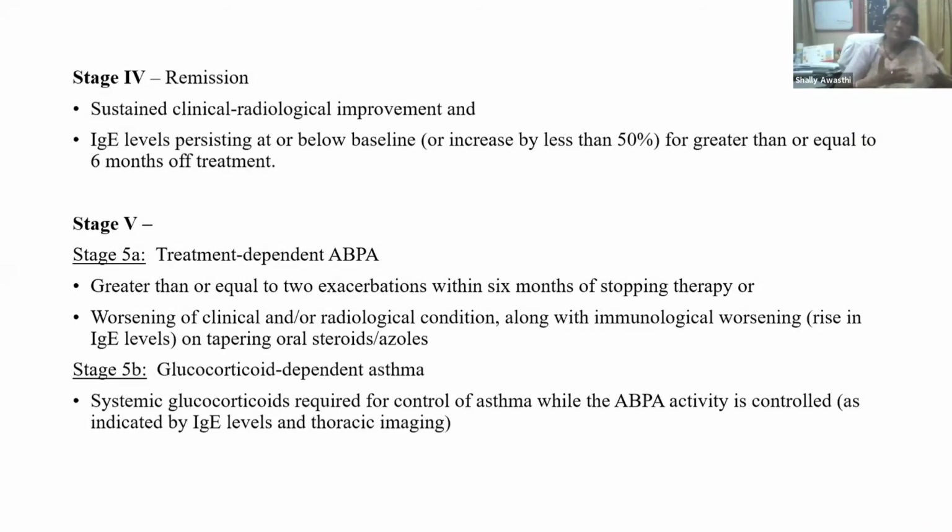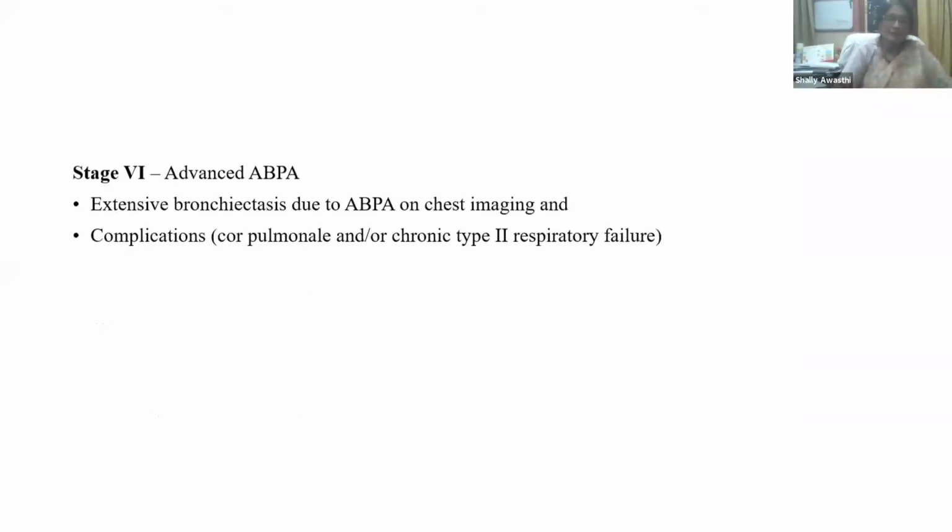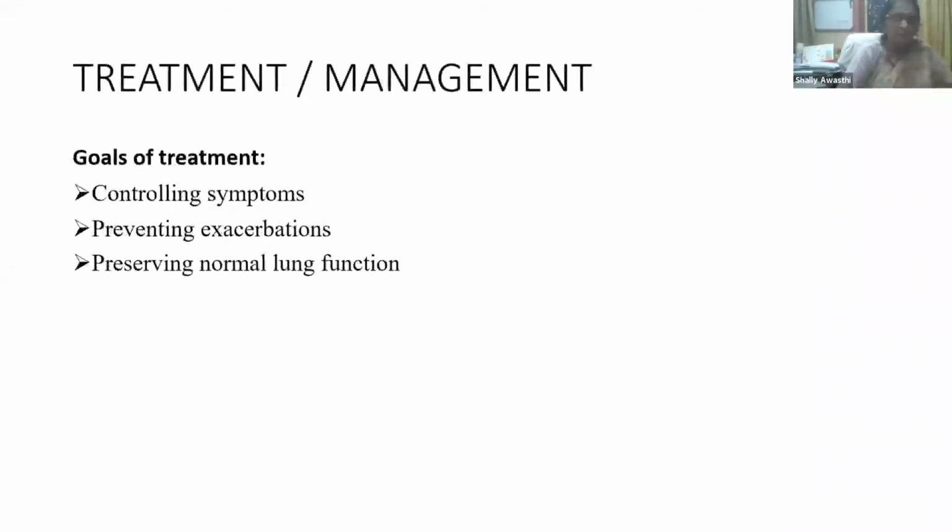Stage 5 becomes treatment-dependent ABPA, with 5A and 5B being glucocorticoid dependent. I am not reading through the details. They are visible to you. And then stage 6 is advanced ABPA with bronchiectasis, and they go into chronic type 2 respiratory failure. So with this, now we have known what is Aspergillosis, how does fumigatus enter into our body, who are the patients at risk, what do we see in their radiology, what do we see in their investigation, why 1974 criteria were replaced by the 2013 criteria.